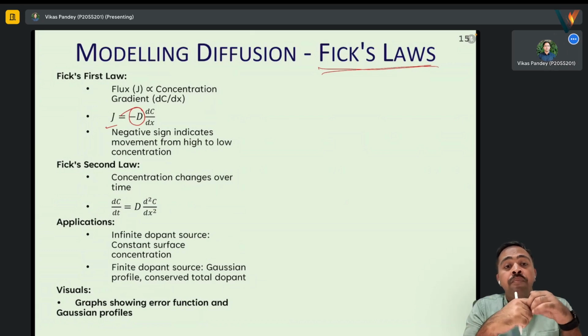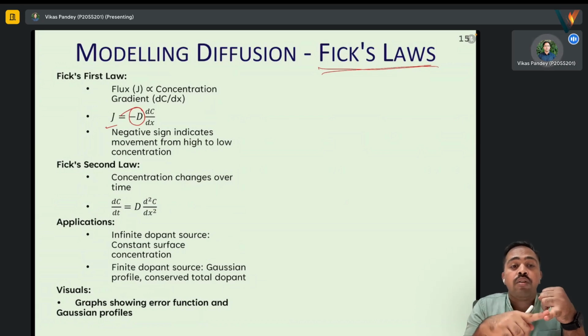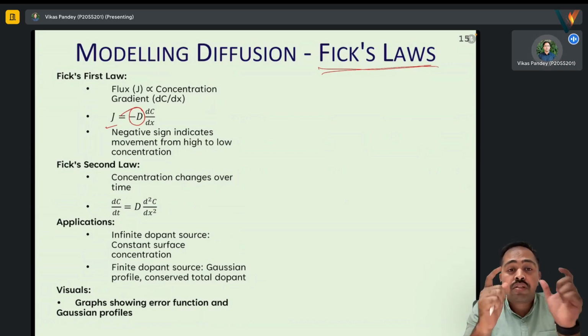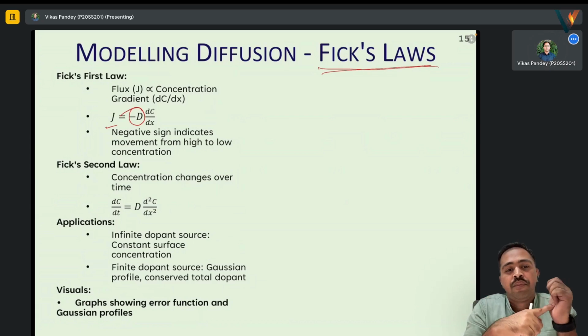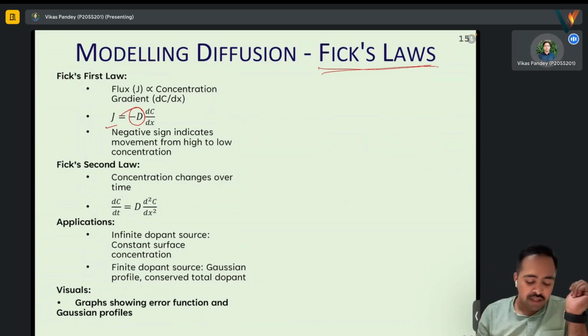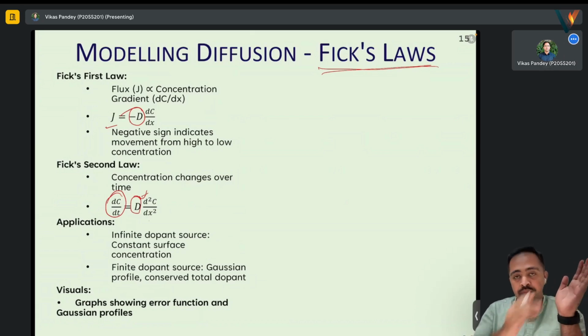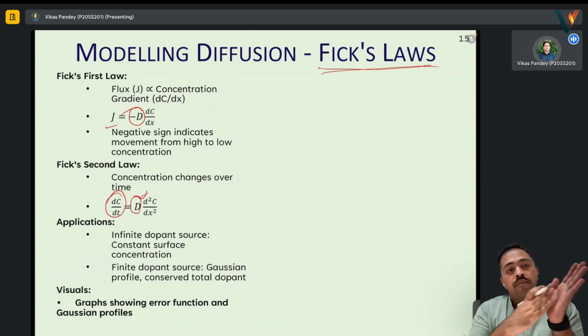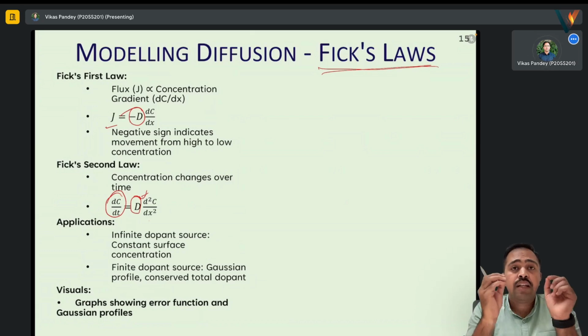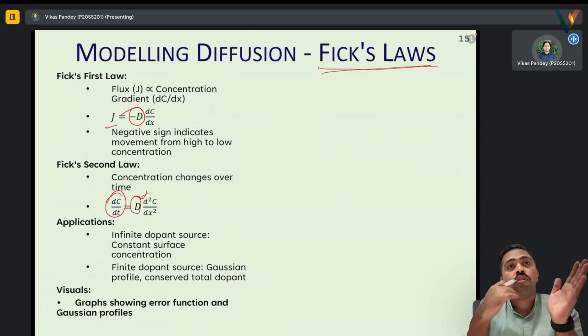Then the second law is that this concentration changes over time, and this is given by dc upon dt equals D of d square c upon dx square. So x is the position. Okay, so at a given position, the concentration will change with time.